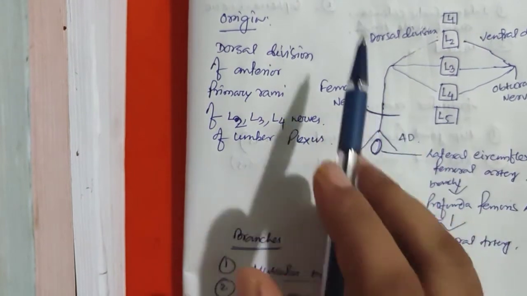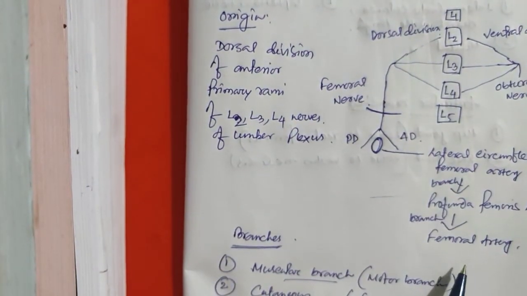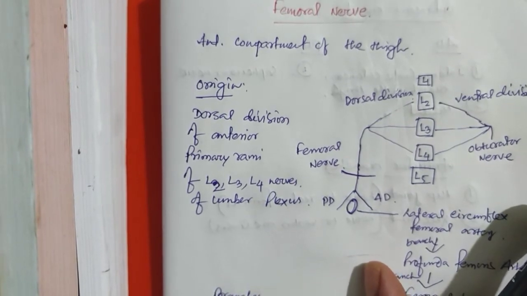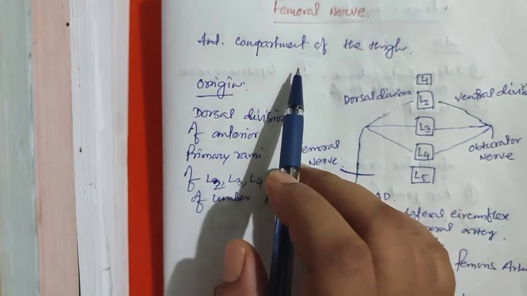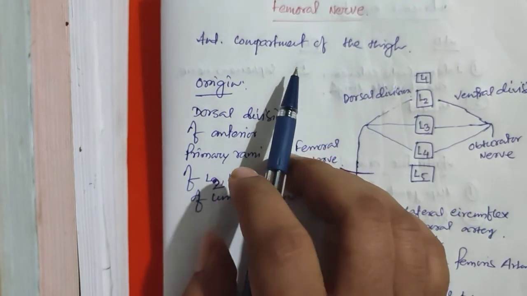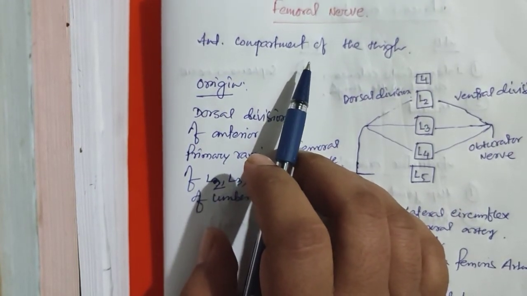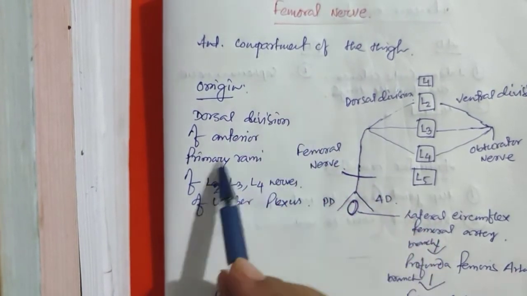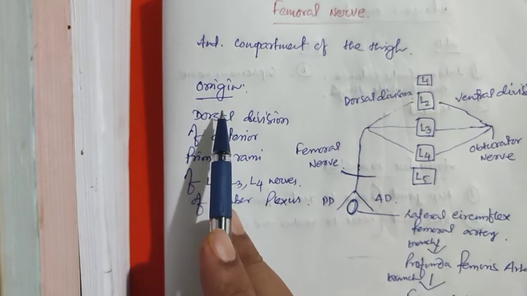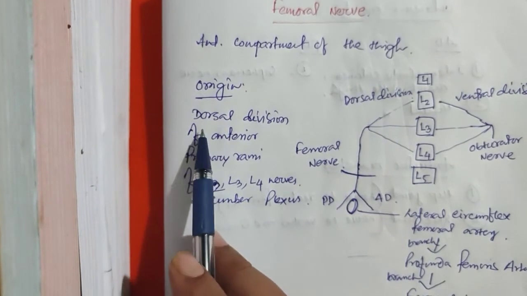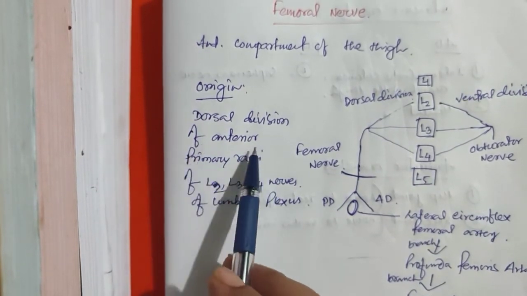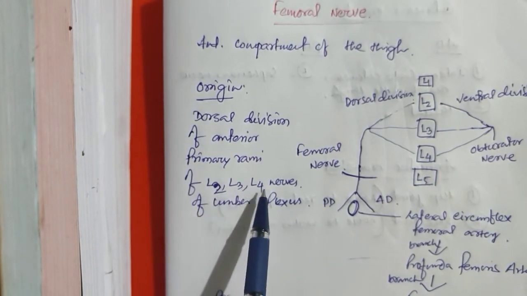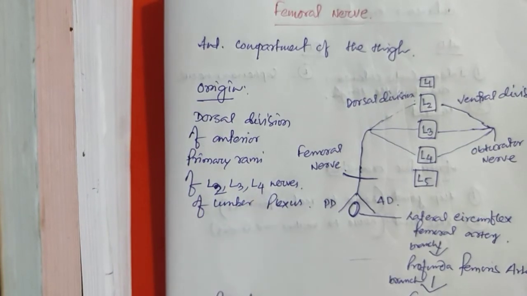That means the femoral nerve is the nerve of the anterior compartment of the thigh, and it is the largest nerve of the anterior compartment of the thigh, or it is the largest branch of the lumbar plexus. Now, origin of the femoral nerve: it originates from the dorsal division of the anterior primary rami of the lumbar 2nd, 3rd and 4th nerves of the lumbar plexus.